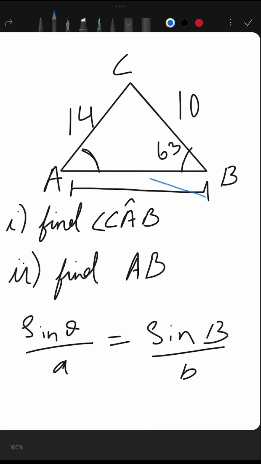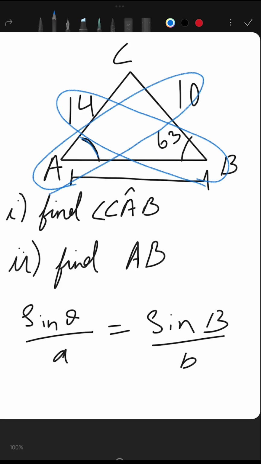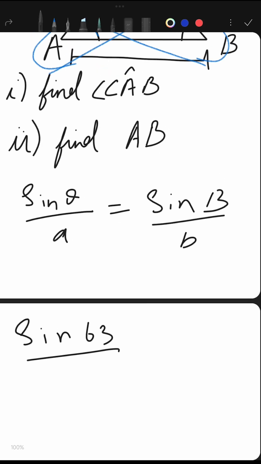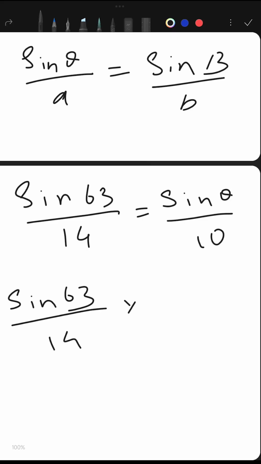First we're going to take this pair because we have both, and now we need to find this angle, right? So we're going to take this pair. It's going to be sine 63 over 14, which is the opposite side, which is equal to sine theta, we don't know the angle, over 10. So just take 10 to the other side and it's going to become sine 63 over 14 times 10 equals sine theta.